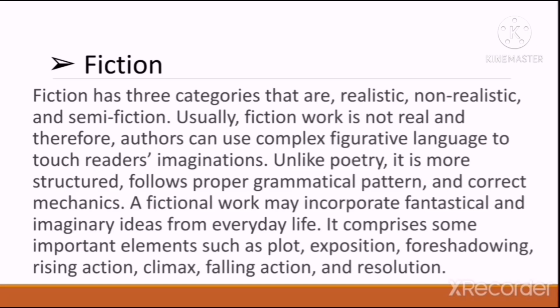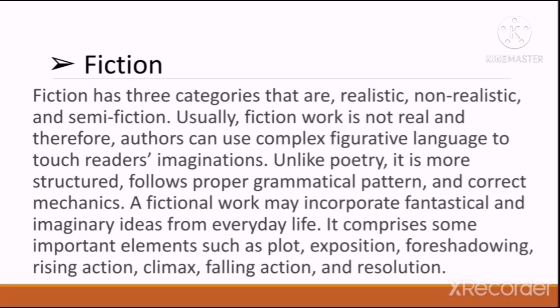Fiction has 3 categories that are realistic, non-realistic, and semi-fiction. Usually, fiction work is not real and therefore, authors can use complex figurative language to touch readers' imagination. Unlike poetry, it is more structured, follows proper grammatical pattern, and correct mechanics. A fictional work may incorporate fantastical and imaginary ideas from everyday life.